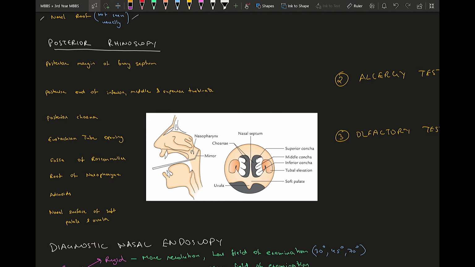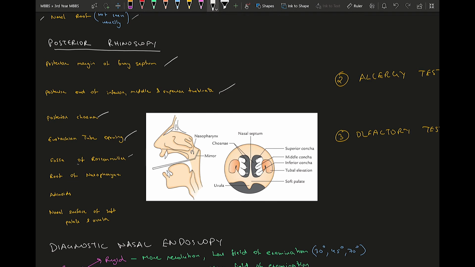So what you are going to see in the posterior rhinoscopy are the posterior margin of the bony septum, that is the posterior part of the nasal septum; the posterior end of the inferior, middle, and superior turbinates, so you can see that over here, one, two, three; and the posterior choanae, the opening of the nasal cavity into the oral cavity. Then the eustachian tube opening impression, the fossa of Rosenmuller.